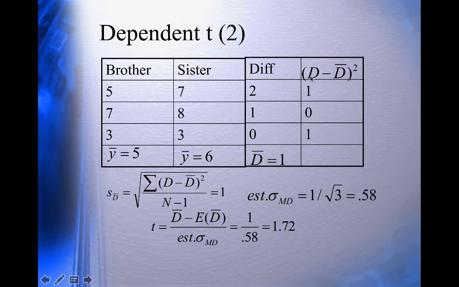The variance, so we're going to take d minus d bar and square that. So 2 minus 1 squared is 1. 1 minus 1 squared is 0. 0 minus 1 squared is 1. And so there's our differences. The standard deviation of that is the sum of d minus d bar squared over n minus 1. That's 1. And our estimated standard error is 1 over the square root of 3, because n is 3 in this case. That's 0.58. So we've got a mean of 1 minus 0, because our null hypothesis would be that there's no difference between brothers and sisters. So it's 1 over 0.58, that's 1.72. And you compare that to a t distribution with 2 degrees of freedom, and it's not going to be significant. Okay. All right.